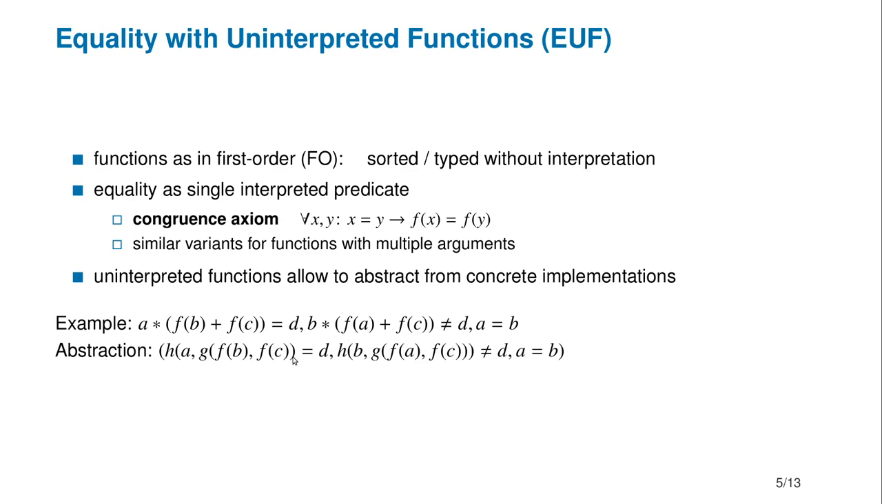And here we have f of c in both cases. So the two elements we have here with the h are the same, but in one case it is equal to d, and in the other case it's different to e, and therefore we have a contradiction. So we can immediately decide that this set of equalities is inconsistent by just considering the abstraction. So we do not need the meaning of plus and times in order to figure this out.